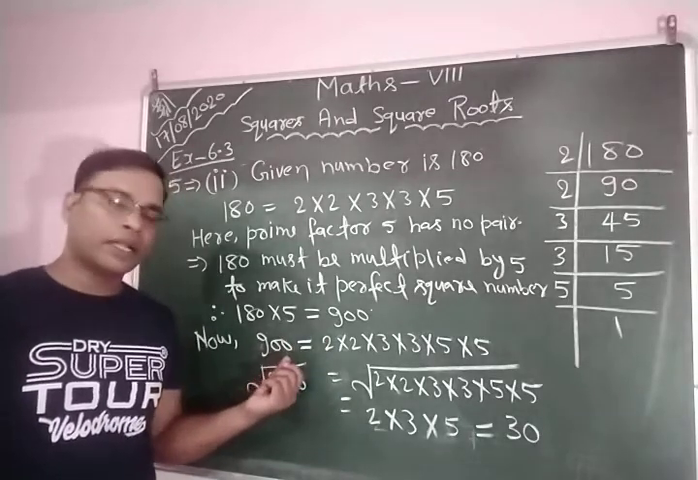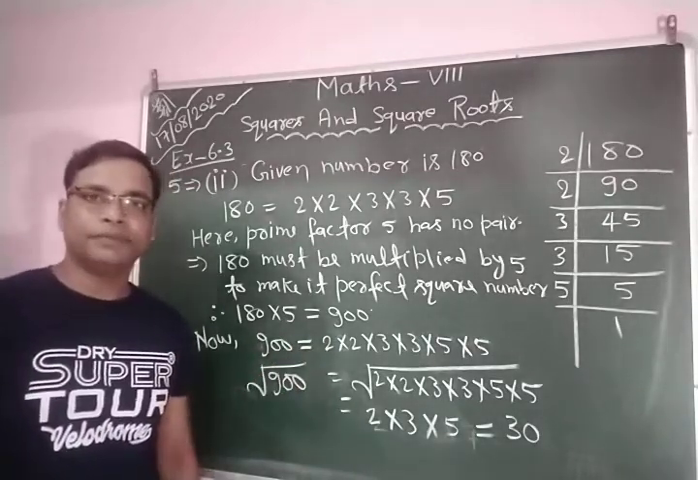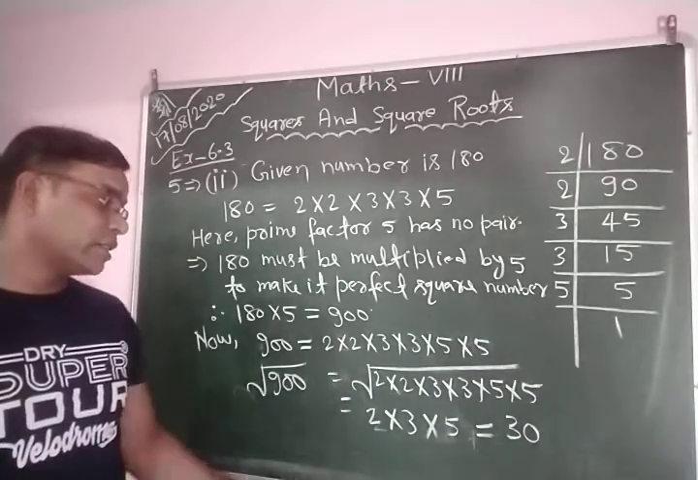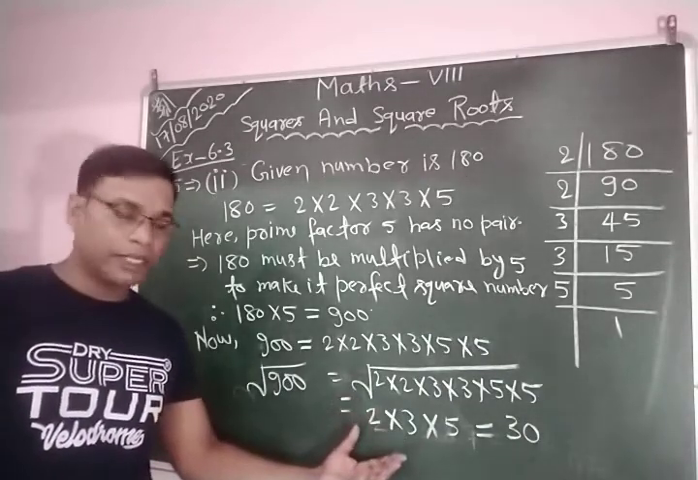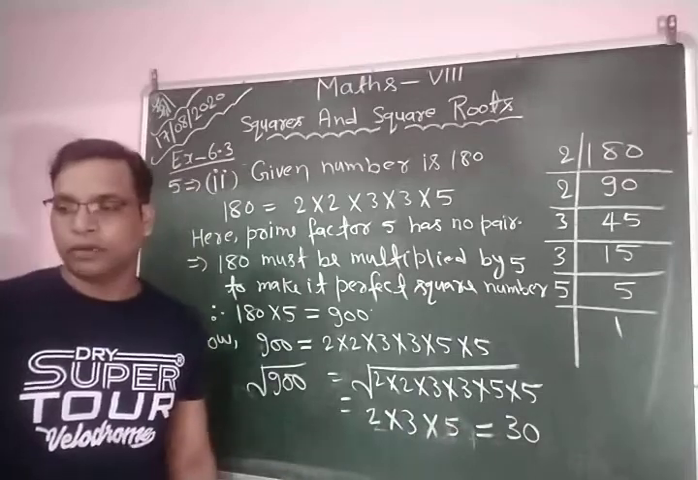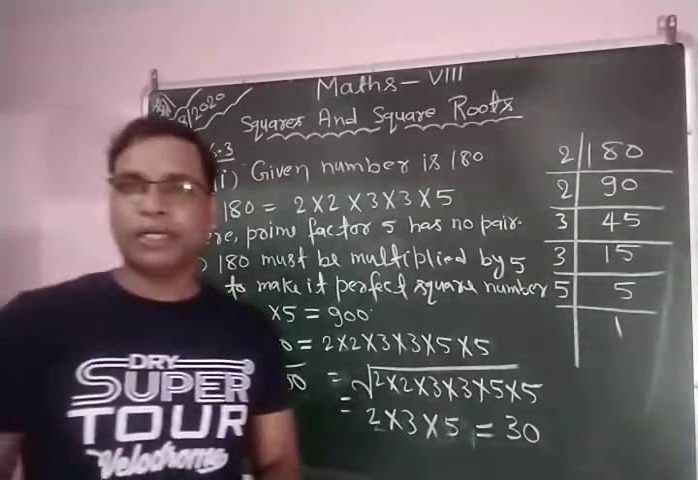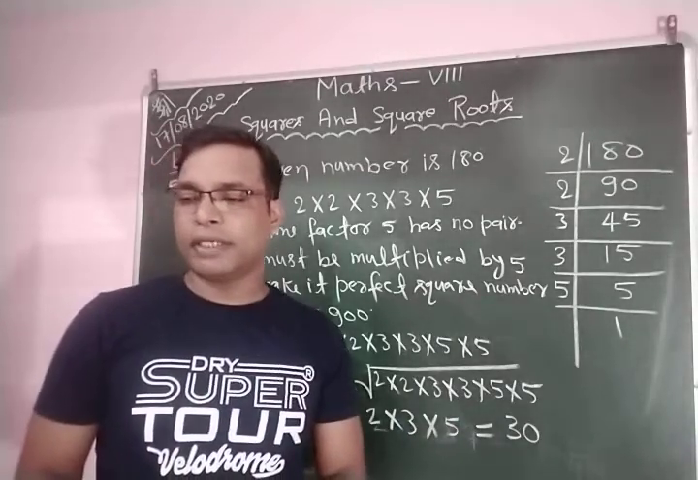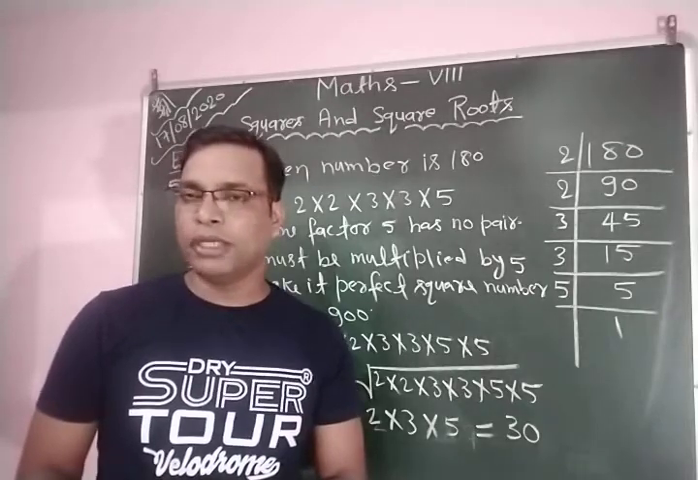Now again we need to find the square root of 900. So you can see here the square root of 900 is 30. Now let's see the next part of this question. Next part, the third part, the given number is 1008.